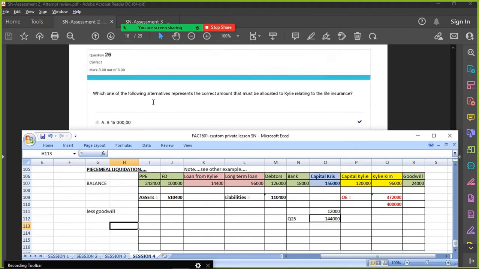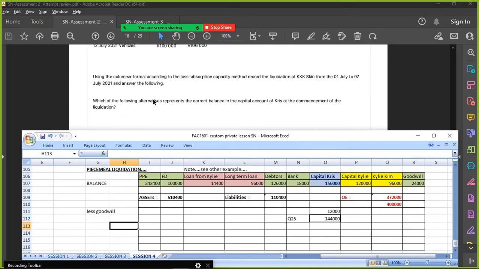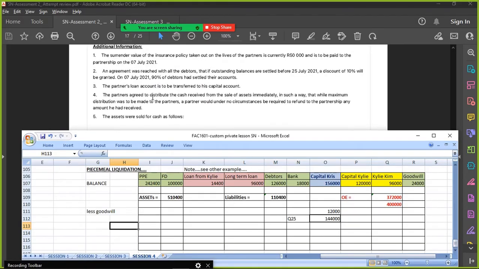Okay, so they're talking about debtors here. We need to go back and look at these debtors. Where's the debtors bit? Here. Okay, so they're saying an agreement was reached with all of the debtors that if outstanding balances are settled before the 25th of July, a discount of 10% will be granted. On the 7th of July, 90% of debtors had settled their accounts. So 90% have settled, and that is before the 25th of July. So there will be a 10% discount granted on the 90% of the debtors that settled their accounts. Does that make sense? Yeah.